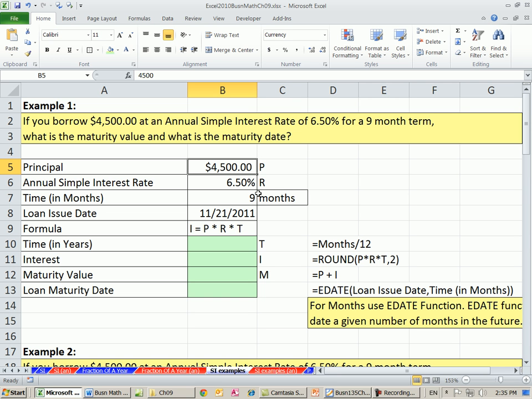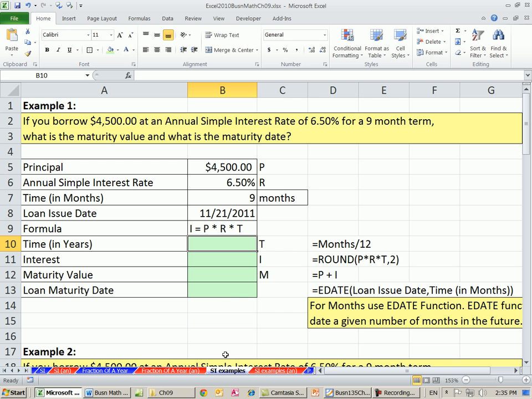So here's our principal, $4,500, our annual simple interest rate, 6.5, and we're given the term in months. Here's the loan issue date, and we need to know that if we're going to calculate the maturity date. Here's our formula we've been using.